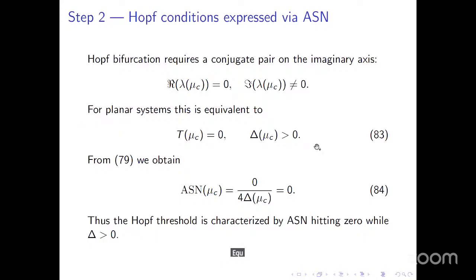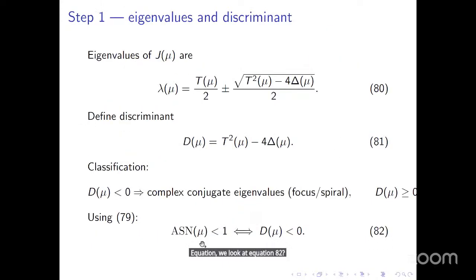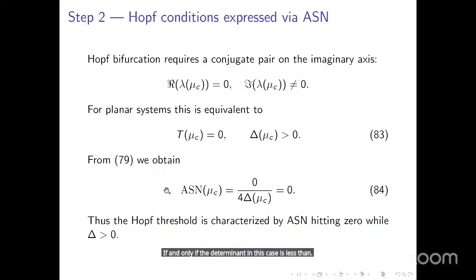So, equation, we look at equation 82. That's what the orthogonal strength number implies, if and only if the determinant in this case is less than 0. And then also equation 79, we have the following in this case, that the orthogonal strength number in this case will be 0.